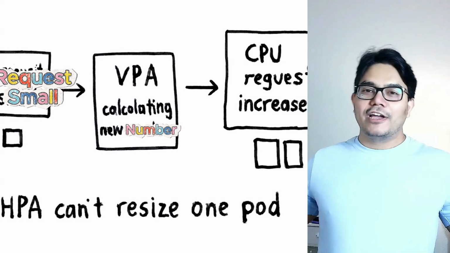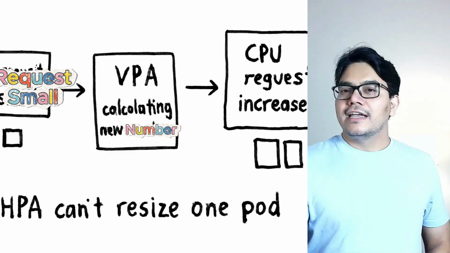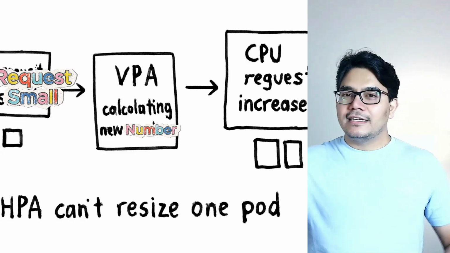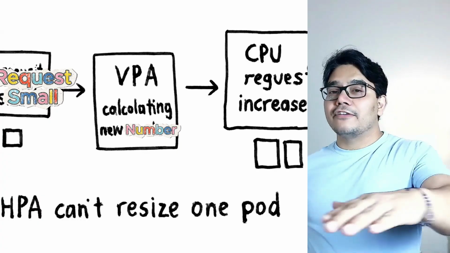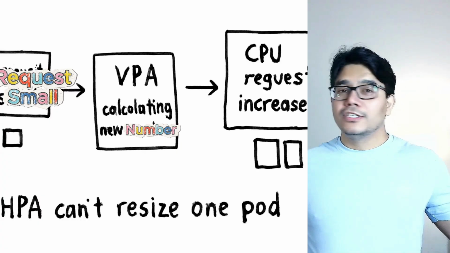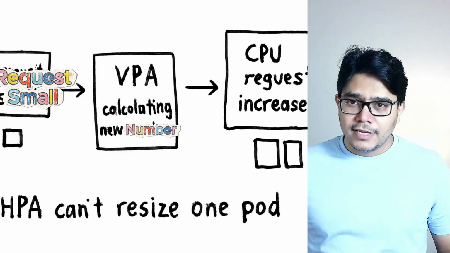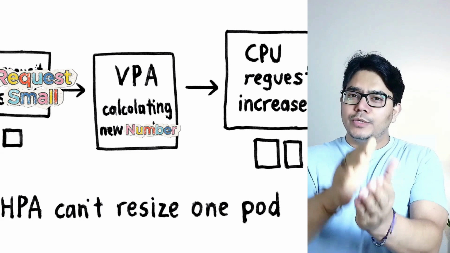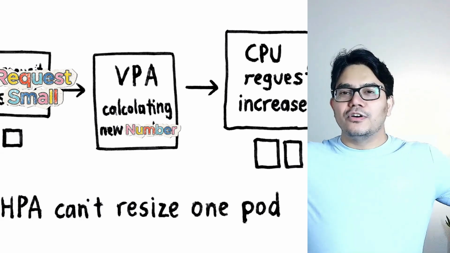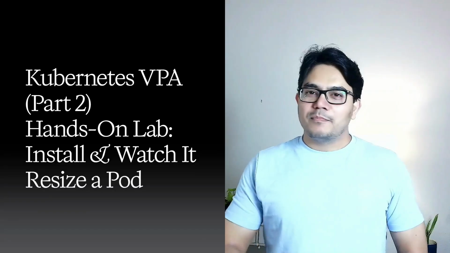And then we are going to watch VPA notice that mistake, calculate the right number, and then if we let it, actually go fix it live in front of you. By the end of this video, you will have seen VPA do something HPA can never do: make one single pod genuinely bigger, all by its own. Welcome to video number 35, Kubernetes VPA Part 2.